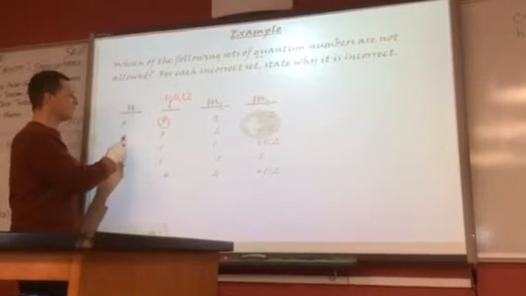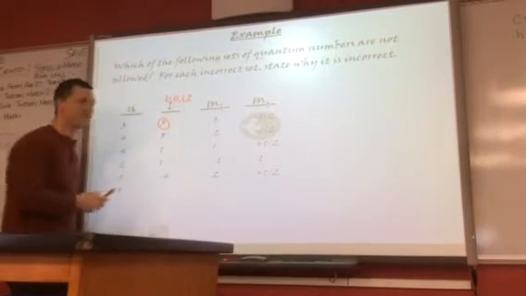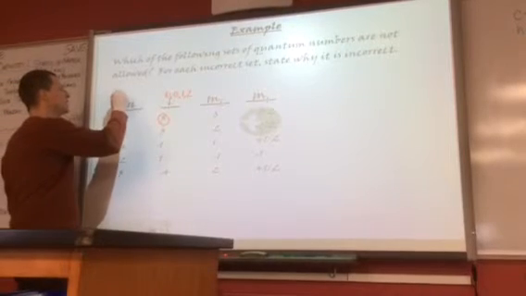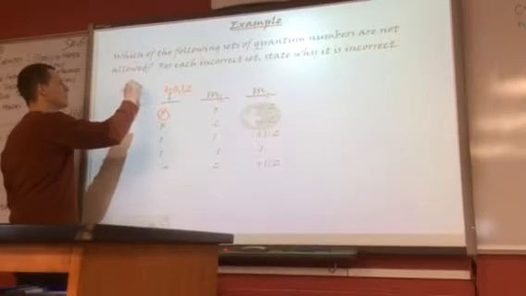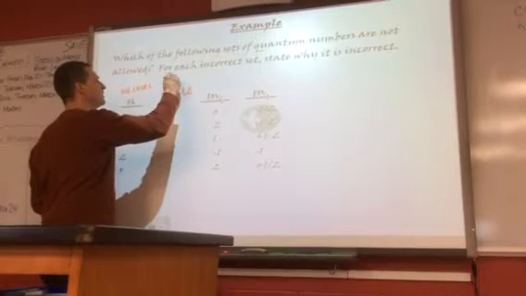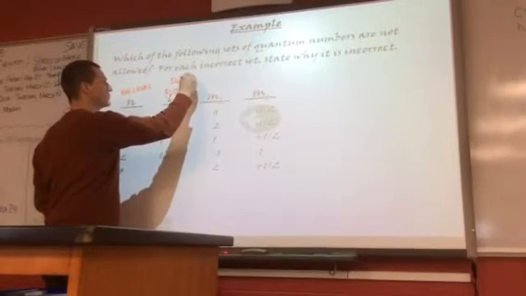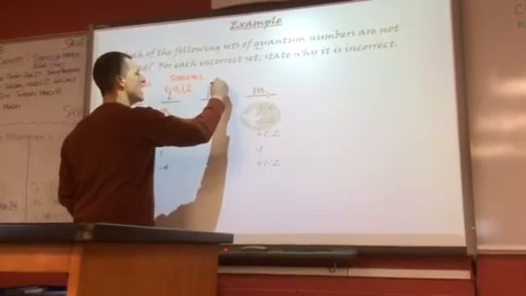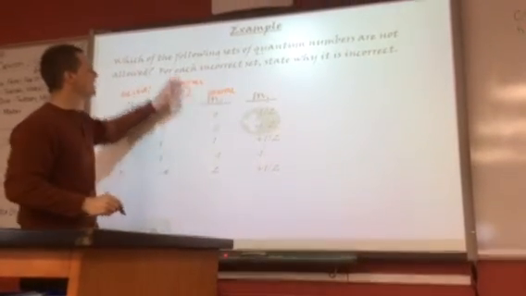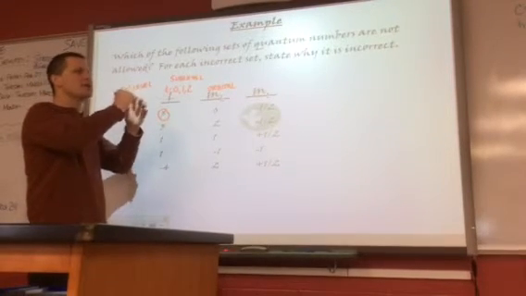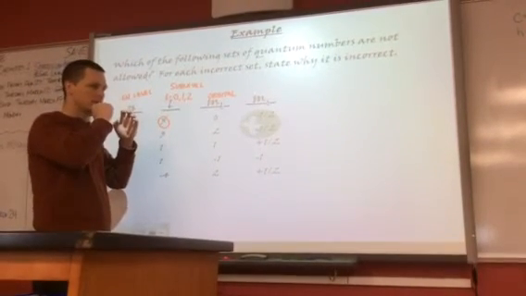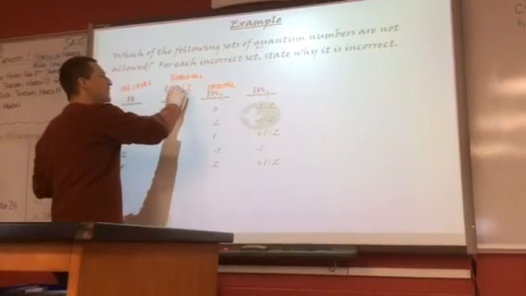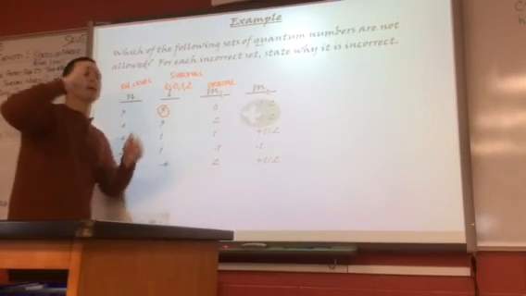What about the second set? 4, 3, 2, and negative 1/2. N is the energy level. L is the sub-level. M sub L is the orbitals. The orbitals are the sublevels broken up.